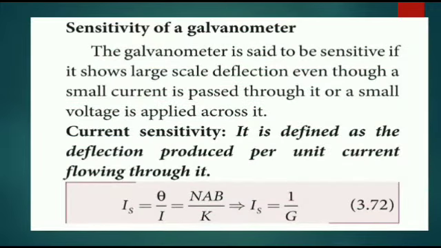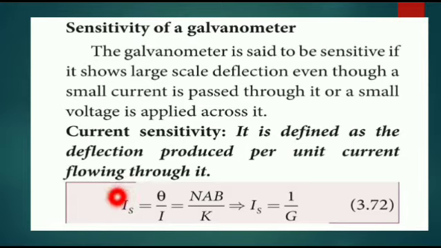Now, the sensitivity of a galvanometer. The galvanometer is said to be sensitive if it shows a large scale deflection even though a small current is passed through it, or a small voltage is applied across it. Now come to the current sensitivity definition. What is current sensitivity? It is defined as the deflection produced per unit current flowing through it.